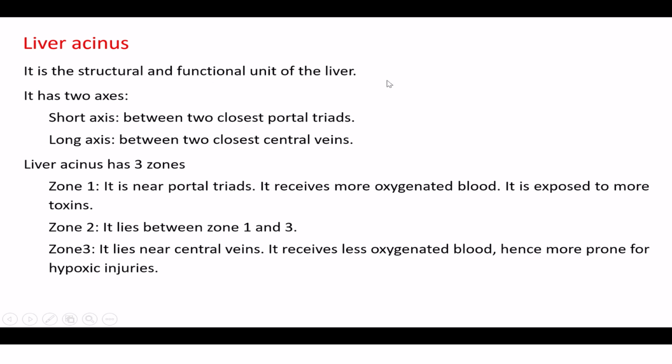It is the structural and functional unit of the liver. It has two axes, a short axis between the two closest portal triads and a long axis between the two closest central veins. So the liver acinus has three zones. Zone 1 is near the portal triads. It receives more oxygenated blood and is exposed to more toxins. Then zone 2 lies between zone 1 and zone 3. Zone 3 lies near the central veins. It receives less oxygenated blood, hence is more prone to hypoxic injuries.